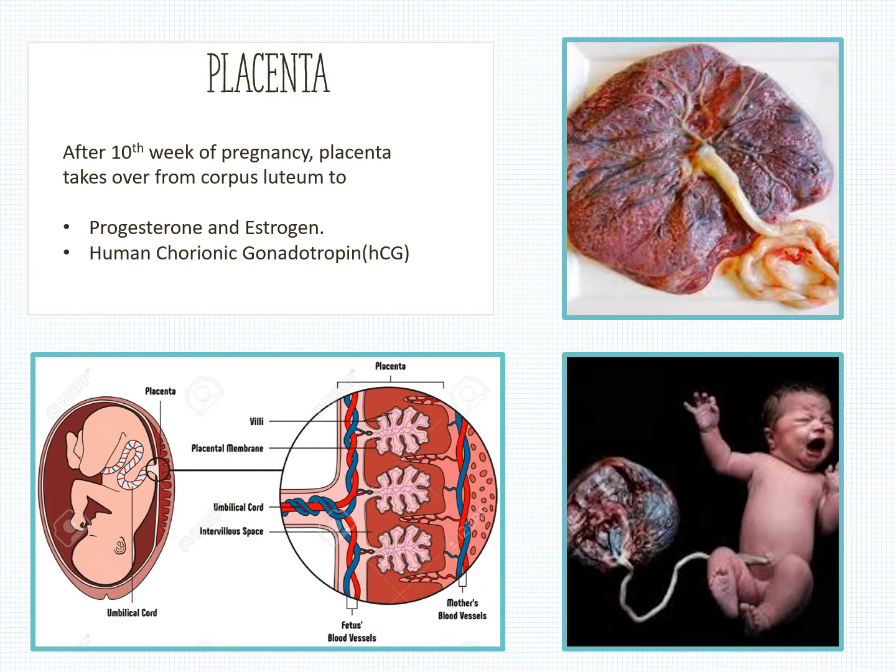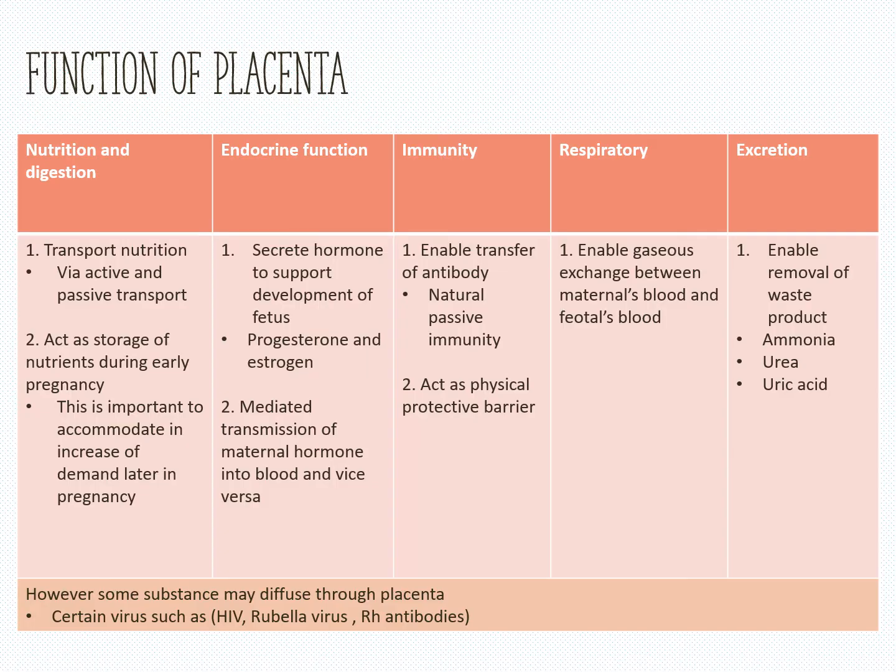Next, we will overview the placenta. After 10 weeks of pregnancy, the placenta will take over from the corpus luteum to secrete progesterone, estrogen, and human chorionic gonadotrophin (HCG). Function of placenta. In terms of nutrient and digestion, the placenta will transport nutrients such as glucose, amino acid, fatty acid, electrolyte, vitamin, and water through active and passive transport.